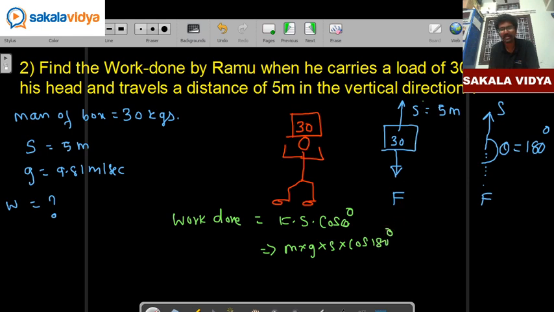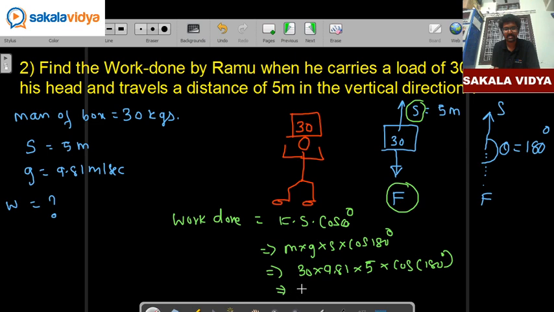As the angle between the displacement and force is 180 degrees, the mass of the box is 30, into 9.81, into displacement of 5 meters, into cos 180. Cos 180 is minus 1. So if you solve this, the answer will be minus 1471.5 joules. Solve this. So what is the answer you are going to get? Minus 1471.5 joules.